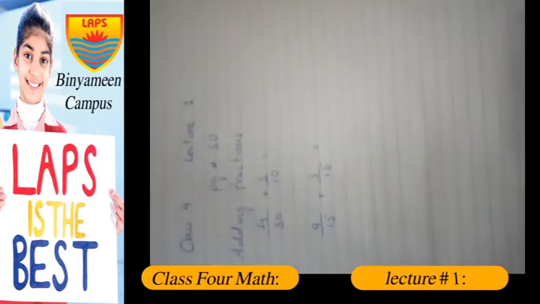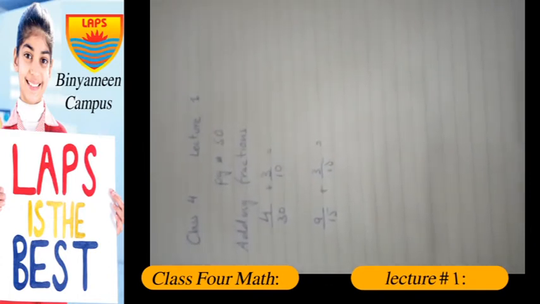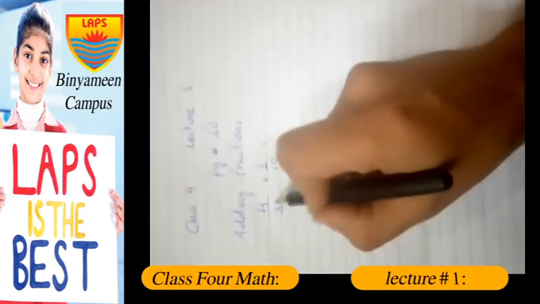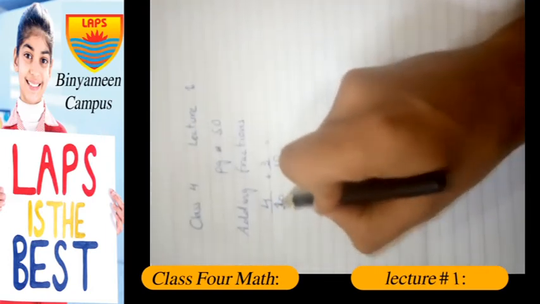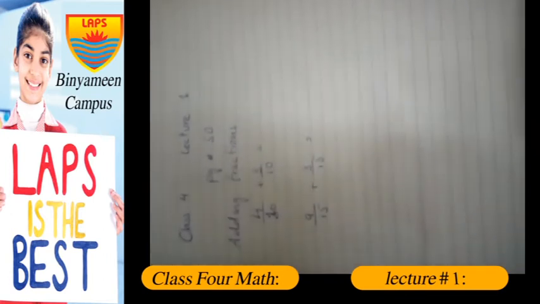So today our assignment is adding fractions. These fractions actually have the same denominator. It's actually my bad, the first one has 30. Actually, the denominator is 10 too. So we are going to add these fractions with the same denominators.